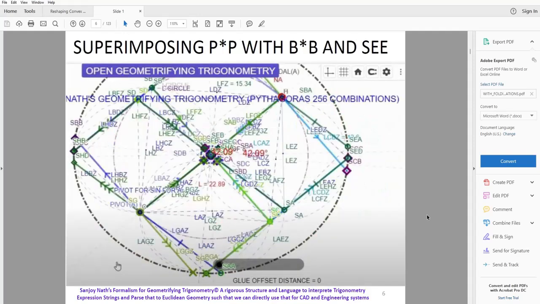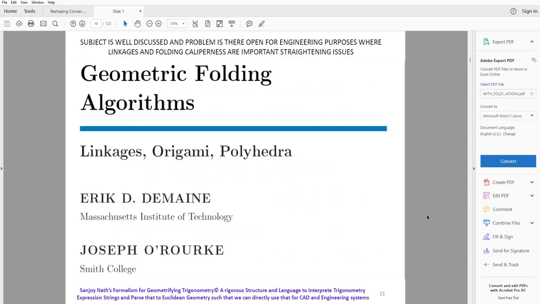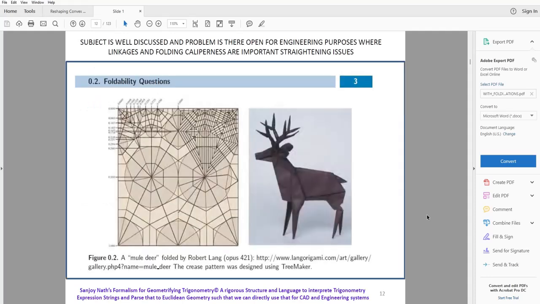Now, here we are showing that this kind of thing gives us the best caliperness conditions for some conditions, and we will discuss those topics in detail. But we will talk about the practical engineering applications with some books' data here, which I cite. The citations are shown here properly.